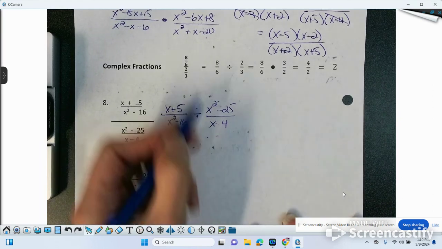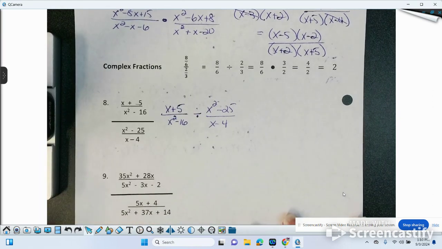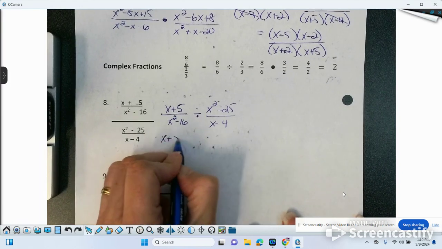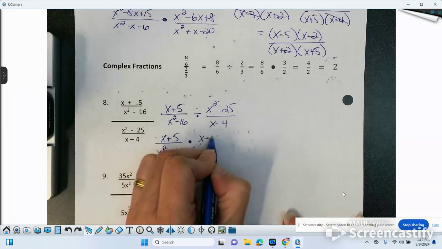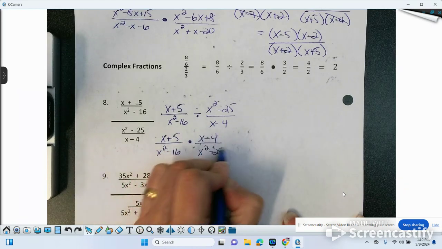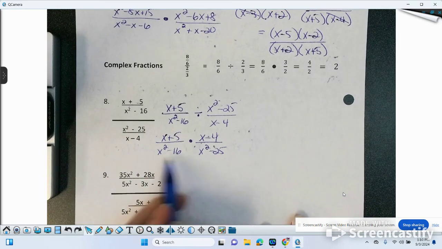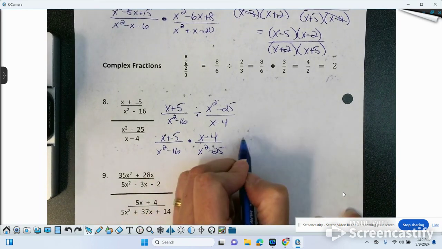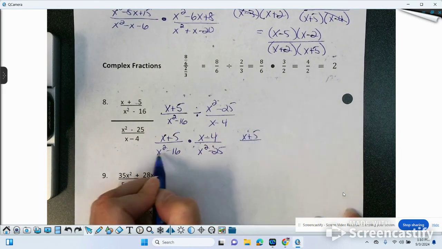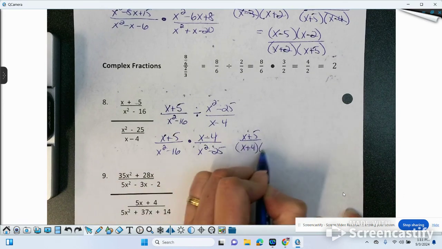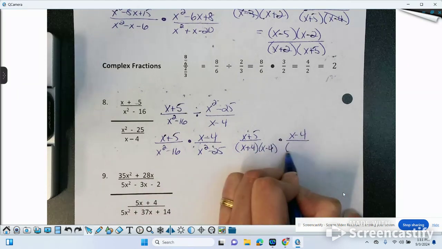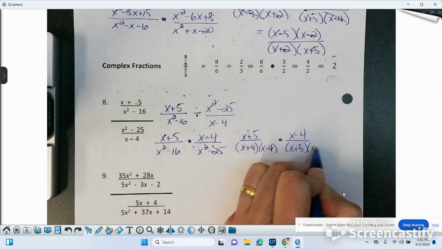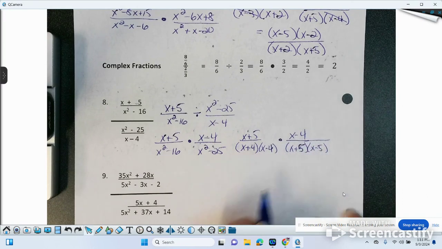And then I do the same thing that we just did. I change it to multiplication, and then I do the same thing that we did for the first few problems. So x plus 5 over x squared minus 16 times x minus 4 over x squared minus 25. You can see some perfect squares here. So this is going to become x plus 5. This is going to be the x plus 4, x minus 4. And then this is going to be the x plus 5, x minus 5. Numbers take the square root of both of them, with a plus and minus sign.